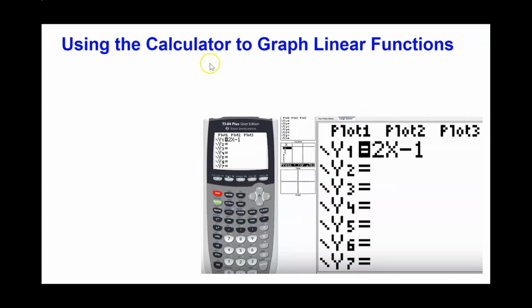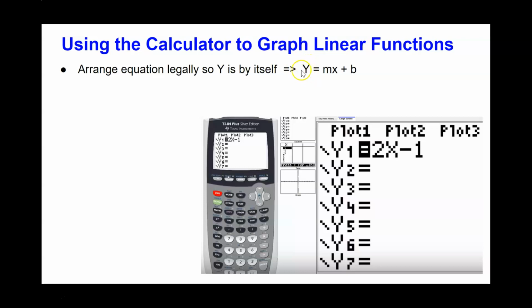Using the calculator to graph linear functions, the first thing you do anytime you're given a linear function, which is pretty much in the form of y equals mx plus b. So all equations need to have the y by itself. m stands for slope, your x and y are your ordered pairs, and b is the y-intercept. Y equals mx plus b. That means all the numbers and x's need to be on the right side, and we just need to have the y by itself.